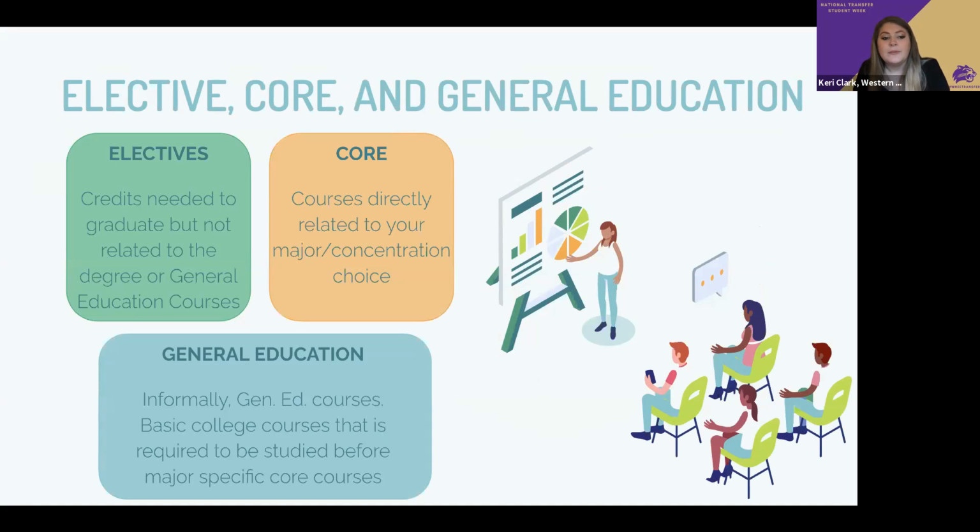So electives are credits that are needed to graduate, but they're not necessarily related to the degree or general education courses. If you are looking at maybe declaring a minor, elective courses are an awesome time to work towards that minor because they don't necessarily have to do with your core curriculum, and they're not general education courses, so they will fill up that elective credit portion. The core courses are courses that are directly related to your major or concentration course.